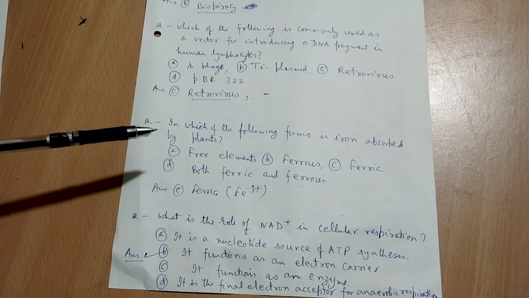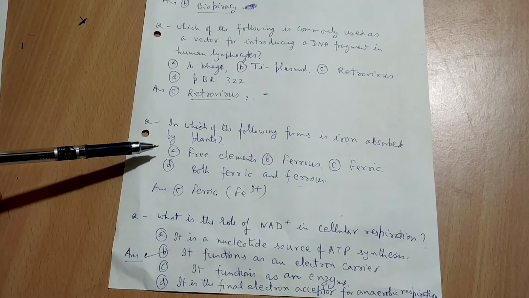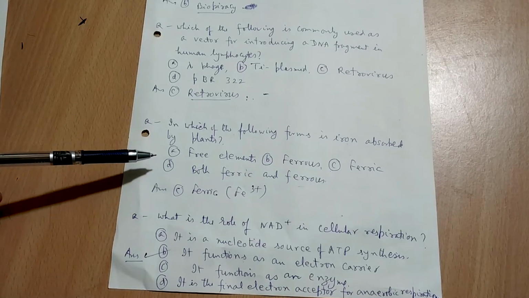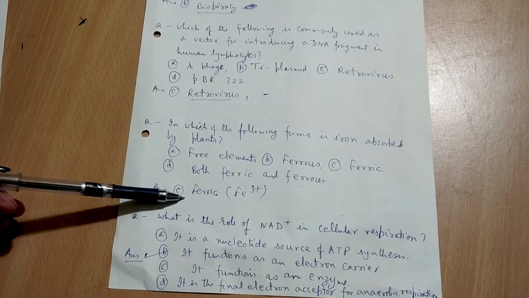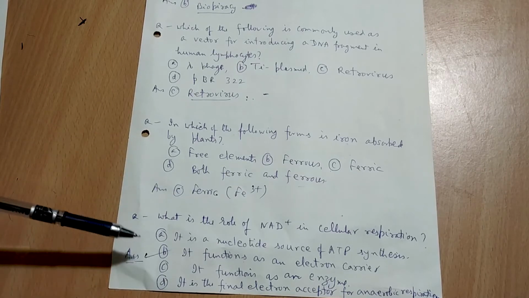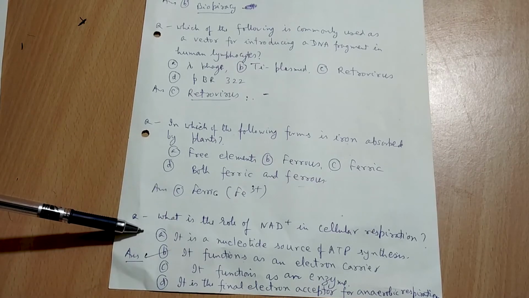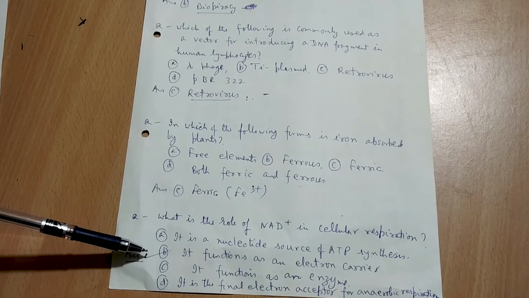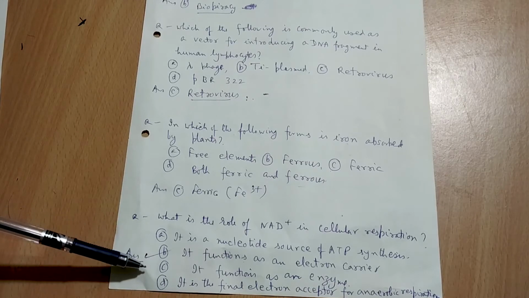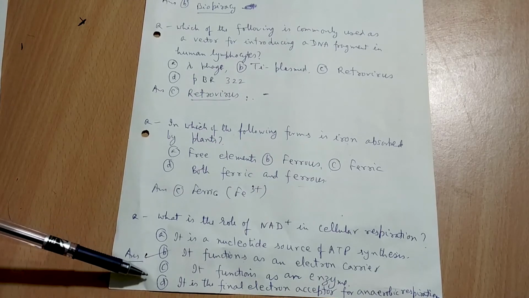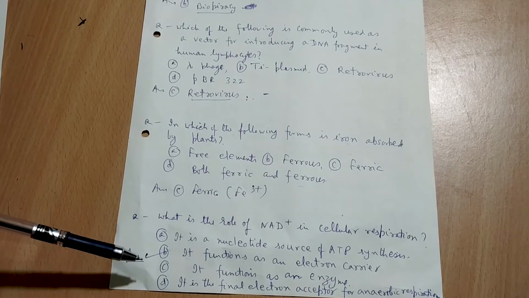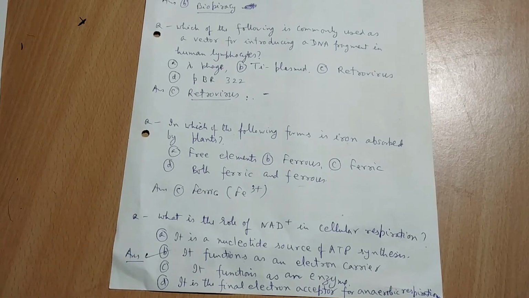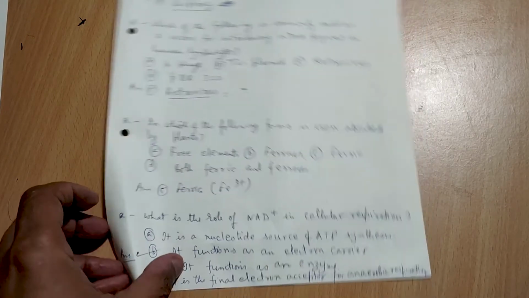In which of the following forms is iron absorbed by plants? Plants absorb iron in the ferric form, Fe3+. Okay, I won't go through the options now. Then, what is the role of NAD+ in cellular respiration? It is a nucleotide source for ATP synthesis; it functions as an electron carrier; it functions as an enzyme; it is the final electron acceptor for anaerobic respiration. So the answer will be it functions as an electron carrier.